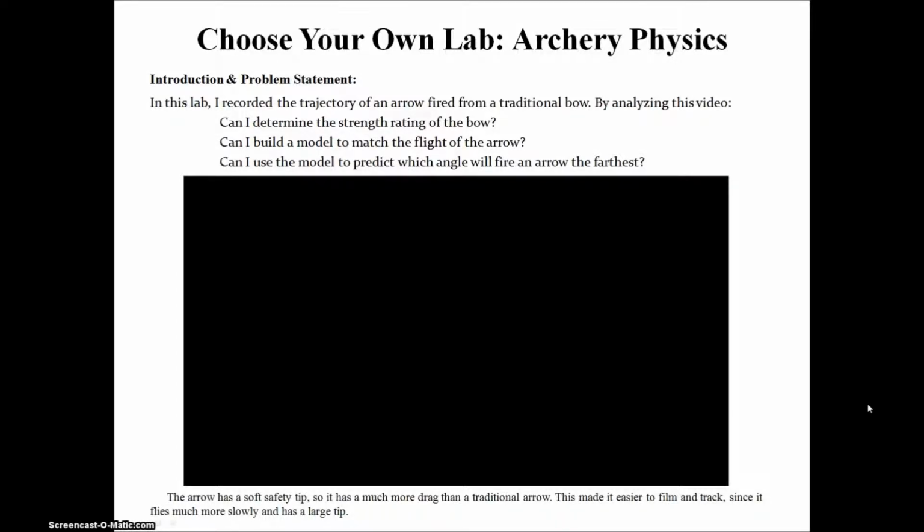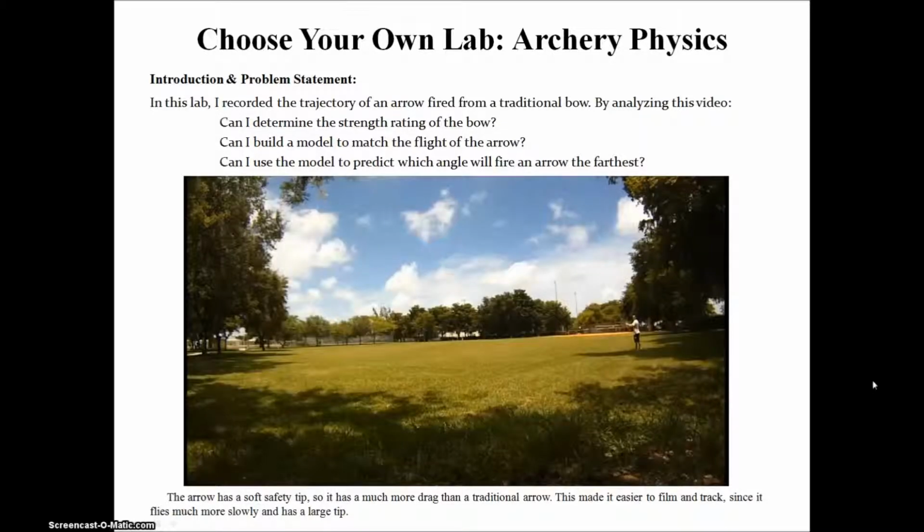For my Choose Your Own lab, I chose to do some archery physics. In this lab, I recorded the trajectory of an arrow fired from a traditional bow. I have 3 questions I'm trying to answer by analyzing the video.